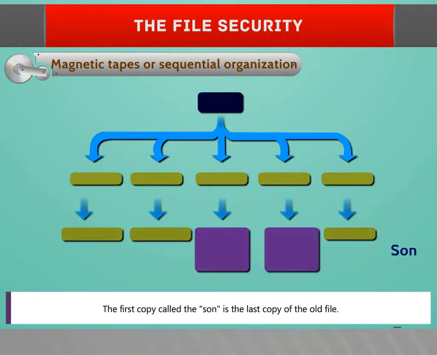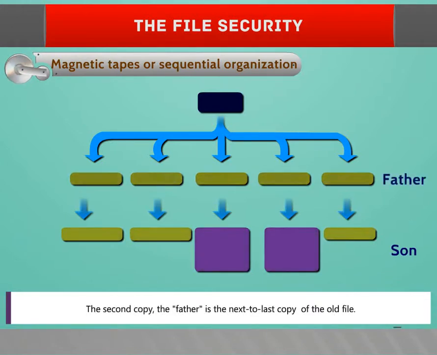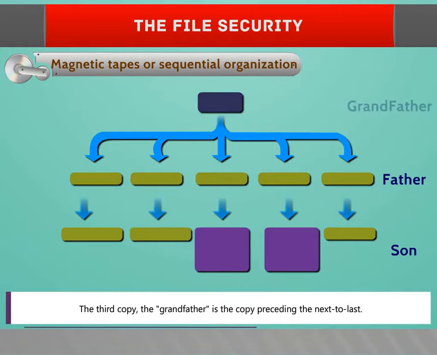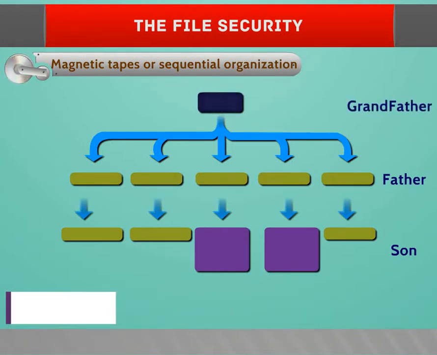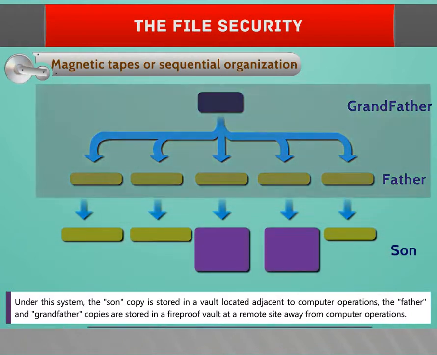The first copy, called the son, is the latest copy of the old file. The second copy, the father, is the next to last copy of the old file. The third copy, the grandfather, is the copy preceding the next to last. Under this system, the son copy is stored in a vault located adjacent to computer operations. The father and grandfather copies are stored in a fireproof vault at a remote site away from computer operations.